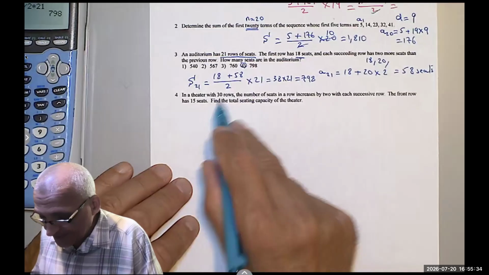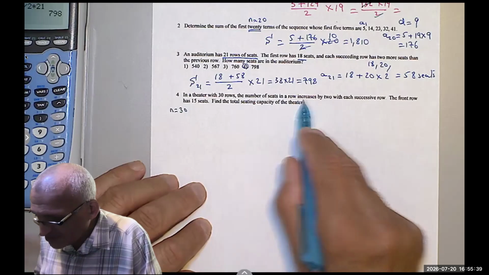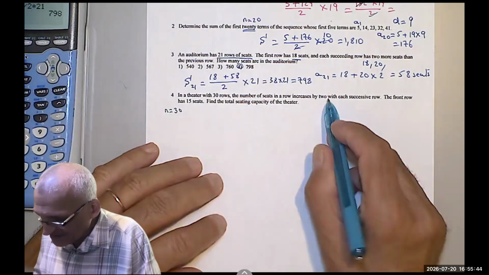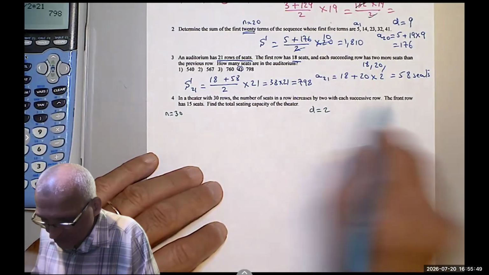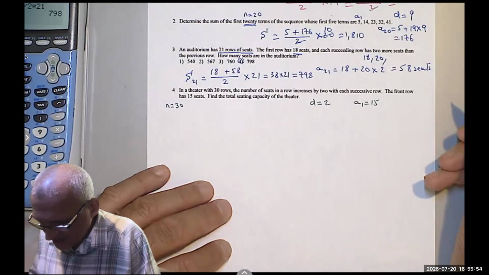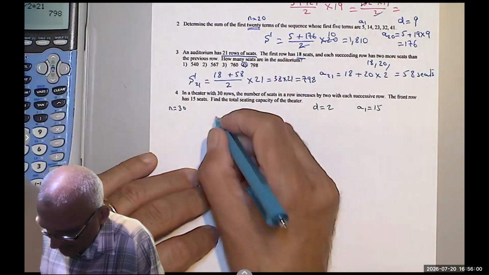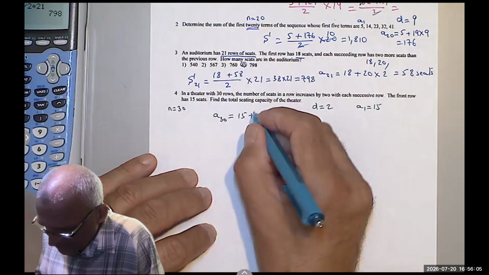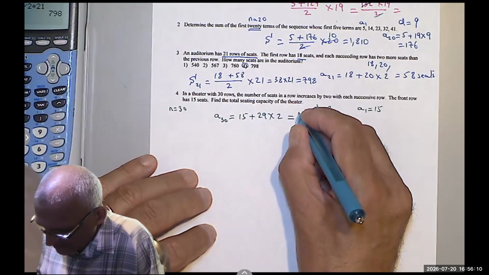In a theater with 30 rows, so n is 30, the number of seats in a row increases by 2. Well, this is the same thing. Increases by 2, so D is 2. So they give me D. The front row has 15. This is weird. It's the same problem. Why do they give it twice? Find the total seating capacity. A sub 30 equals A sub 1 plus 30 minus 1 times 2, 58, meaning this is 73.